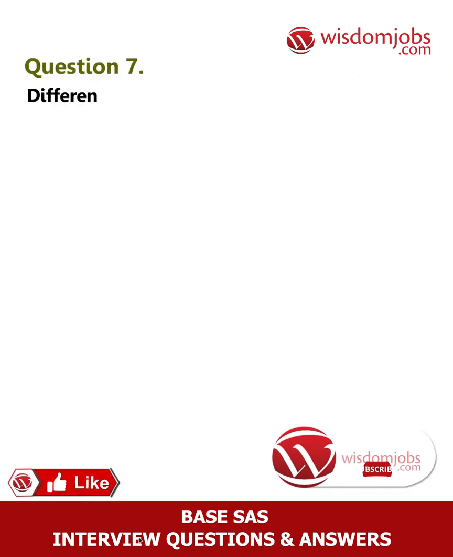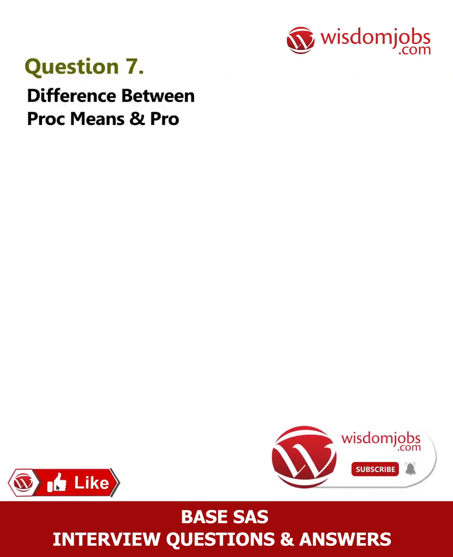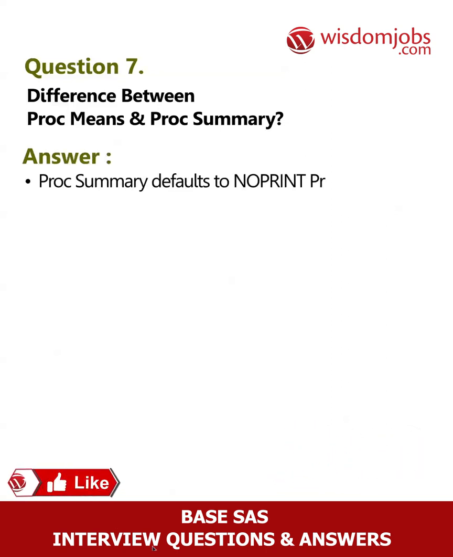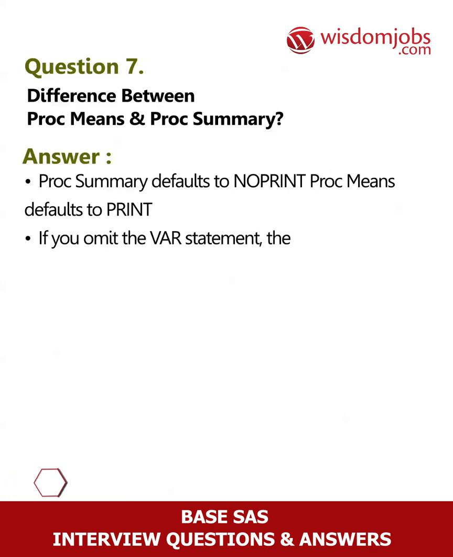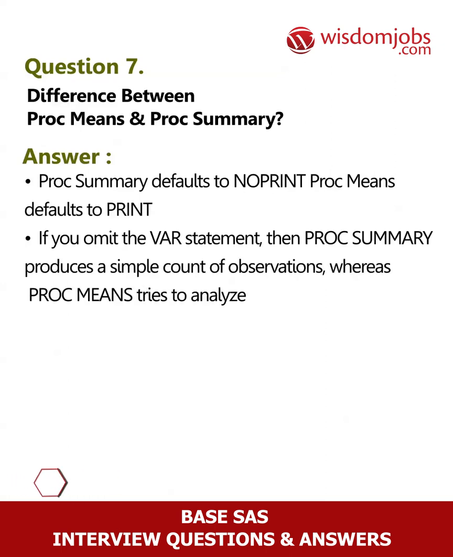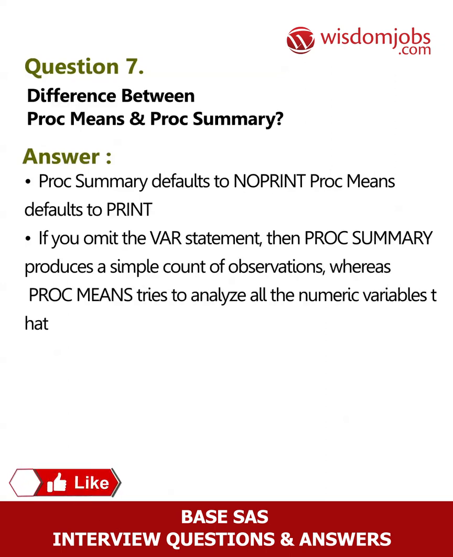Question 7. What is the difference between proc means and proc summary? Answer. Proc summary defaults to NOPRINT. Proc means defaults to print. If you omit the var statement, then proc summary produces a simple count of observations, whereas proc means tries to analyze all the numeric variables that are not listed in the other statements.